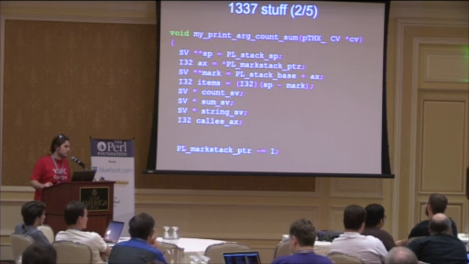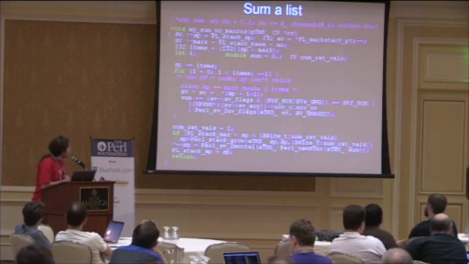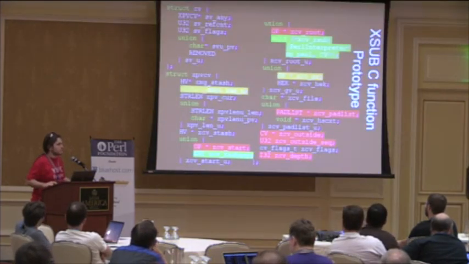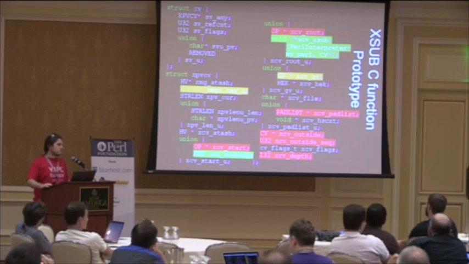Your XSUBs don't have pads. Only pure Perl code has pads. The CV struct's pad list is not used for XSUBs. I actually recycled it in 522 for this member, which I added. So XSUBs do not have pad lists.